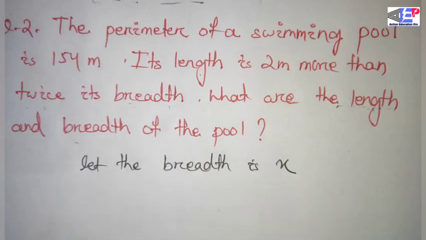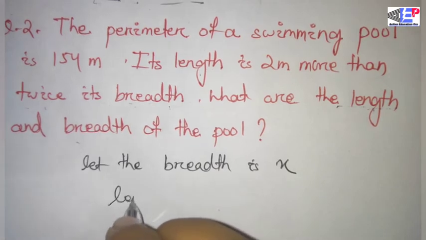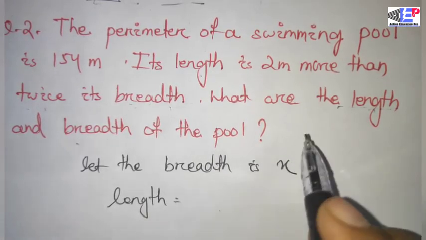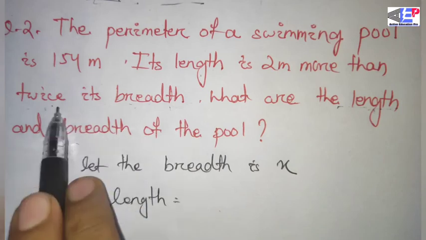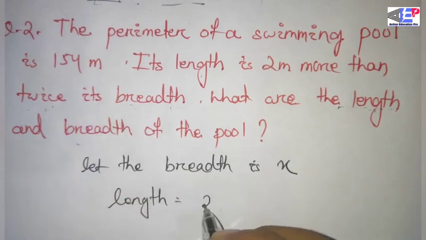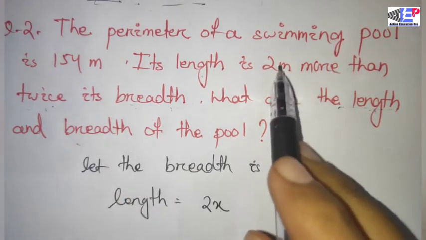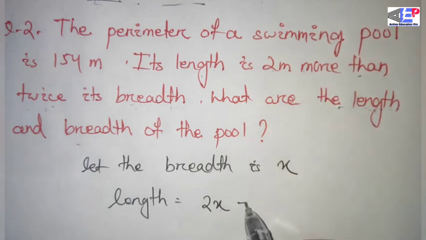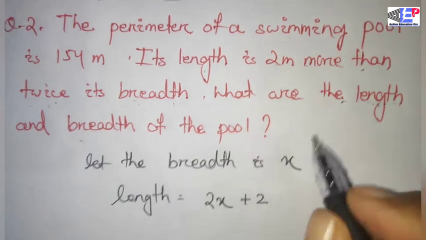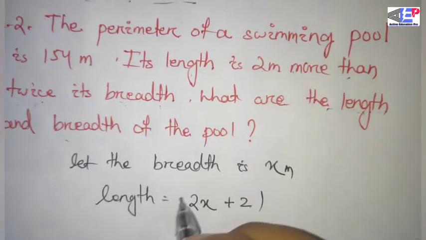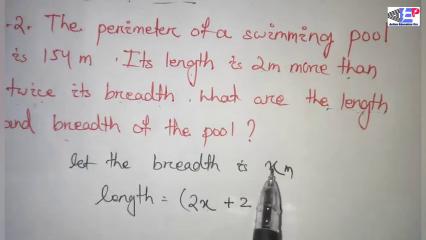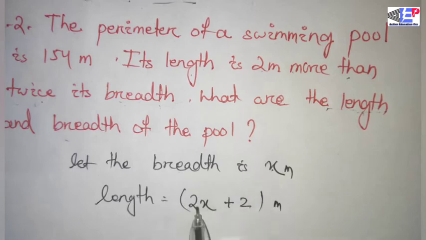Then as per the question, length is twice its breadth. Twice its breadth means 2 times breadth, which is 2x. Then 2 meters more means plus 2. x is the breadth, twice the breadth, and then 2 meters more. So length is 2x plus 2 meters.